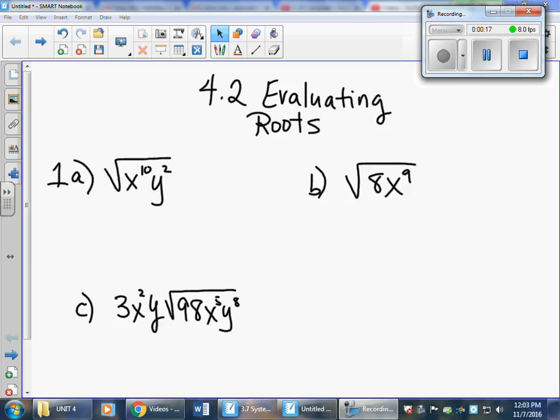So this is just a little bit of review from Algebra 1, and then kicking it up just a notch, because that's what we do in Algebra 2, is just take it to the next level. So number 1 is kind of a review of square roots.